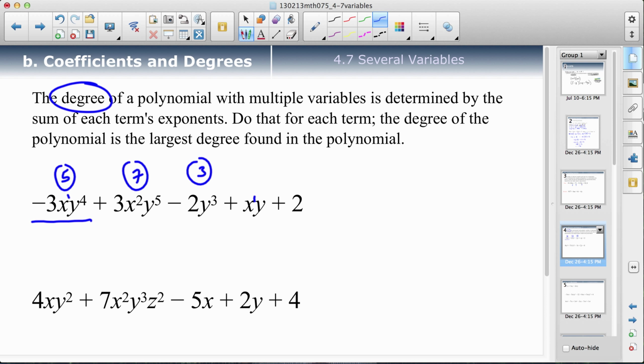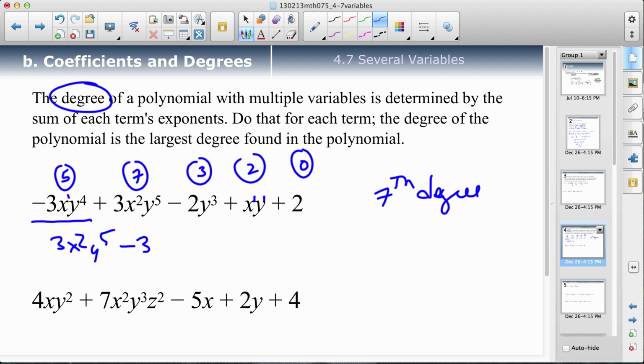This one would, since there's two 1s there, have a degree 2. So totally this polynomial, oh, and this one here, there's no x's or variables there, so it would have degree 0. So when you look at it, the highest degree is a 7, so this one would be a 7th degree polynomial. If you were rewriting this in descending order, you would write this one first. So 3x squared y to the 5th, then you'd write this one xy to the 4th, etc.